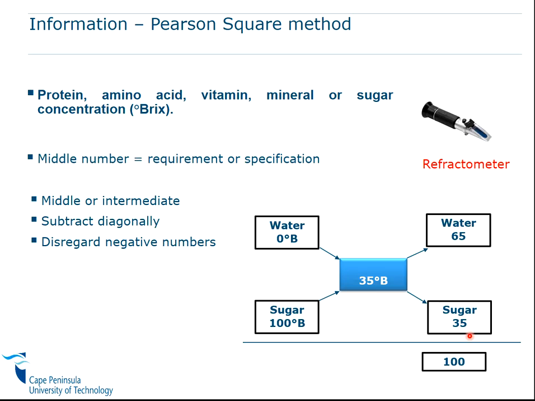So if you want to prepare a sugar solution that is 35 degree Brix, you need 65 parts of water into 35 parts of sugar. In other words, you can say you need 65 grams of water to be mixed with 35 grams of sugar to give you a solution that is overall 100 grams. But this is always parts, right? So let's look at the first example.